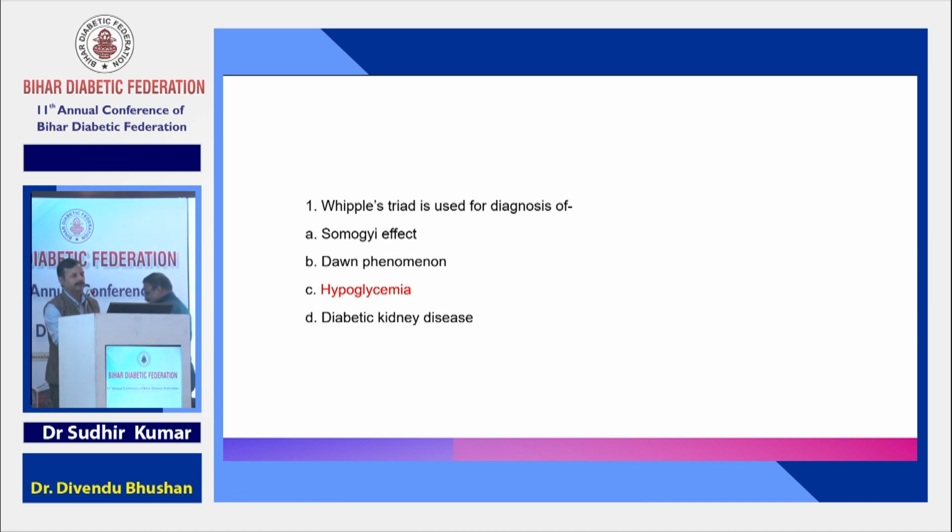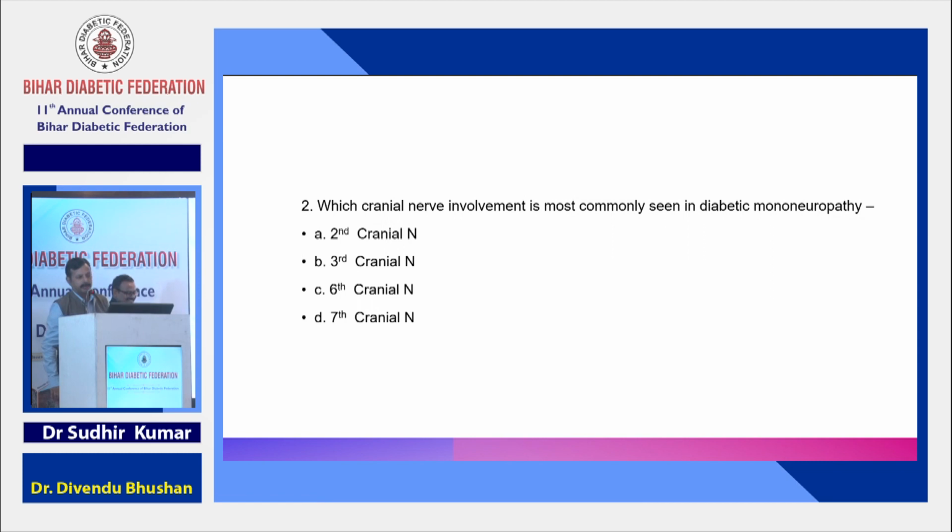So next question for team C. Which cranial nerve involvement is most commonly seen in diabetic mononeuropathy? A, second cranial nerve. So it's wrong answer. If anyone from the audience wants to tell. Which one? Third. Very good, sir. No, the children themselves said third.